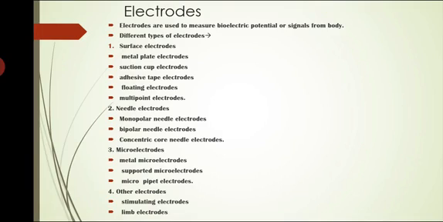Needle electrodes: monopolar needle electrodes, bipolar needle electrodes, concentric core needle electrodes. These are the types of needle electrodes. Microelectrodes: metal microelectrodes, supported microelectrodes, and micropipette electrodes. Under other types of electrodes come the stimulating electrodes and limb electrodes.